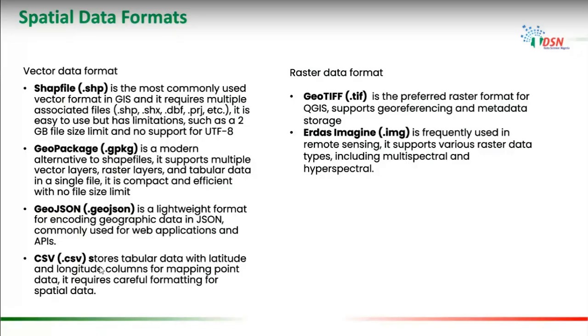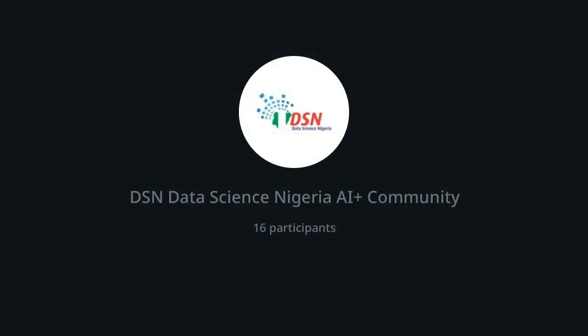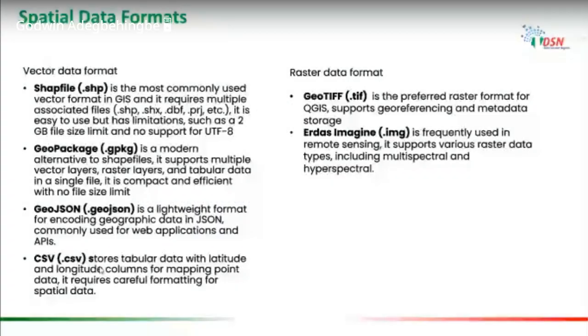And then we have GeoPackage, where you can have multiple vector layers, raster layers, different types of layers of your data in one single file. And also GeoJSON. GeoJSON is usually used for web applications. It is a very go-to format because your spatial data will be represented in JSON format, which can easily be manipulated and worked on. And also CSV.